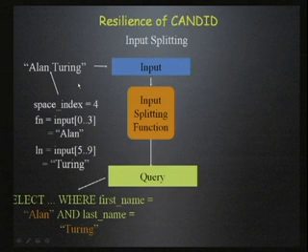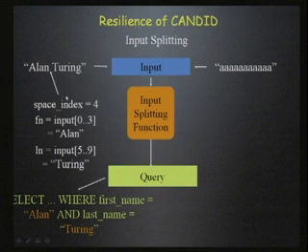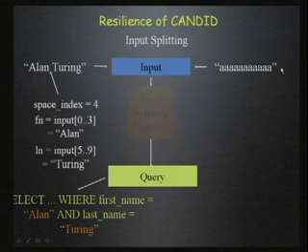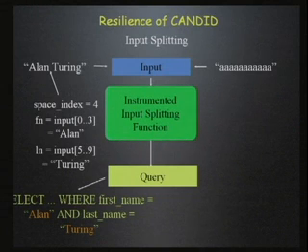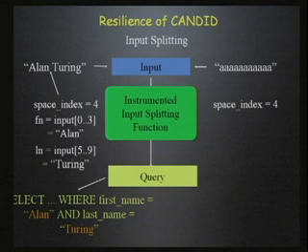So let's see what the candidate transformation does. It starts with a candidate input of all A's, because it doesn't know the logic of the application. It just initializes the input with a string of all A's of equal length. Now the instrumented input splitting function gets the value of the space index, because we don't transform integers.